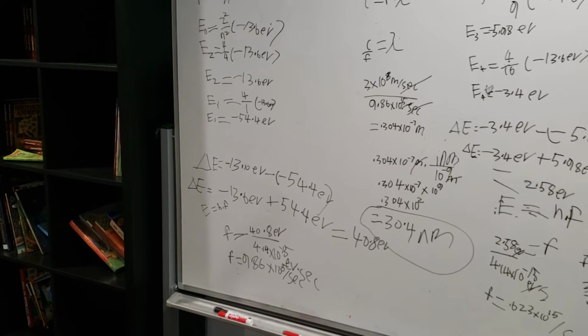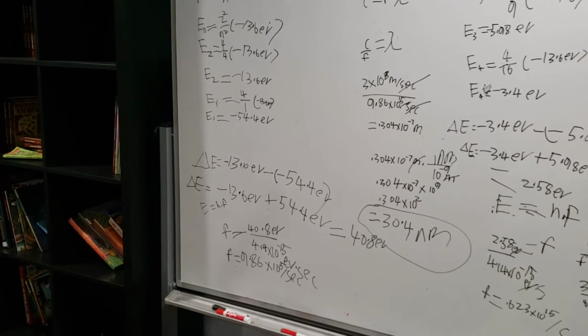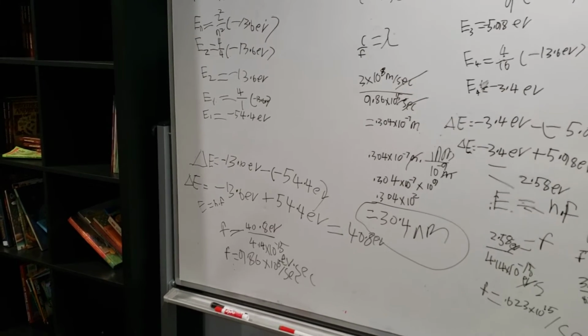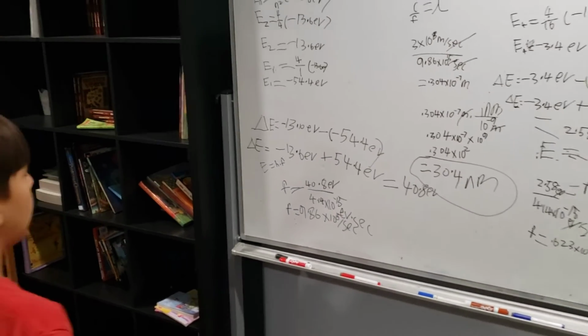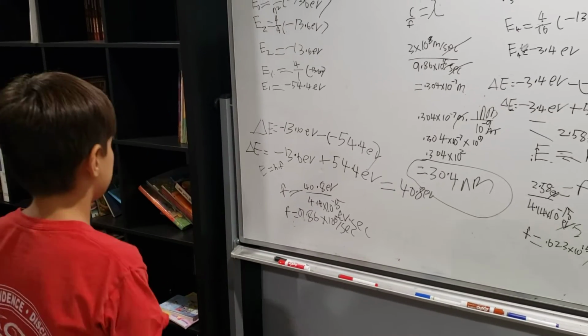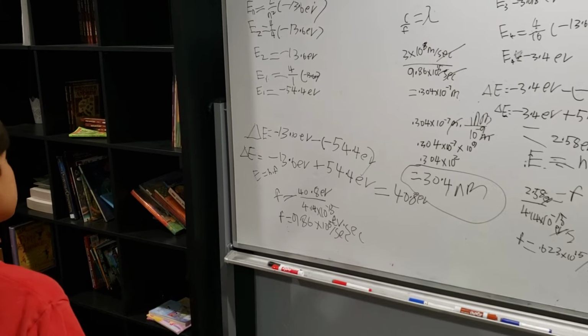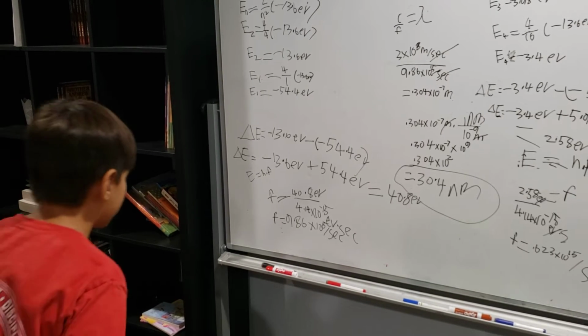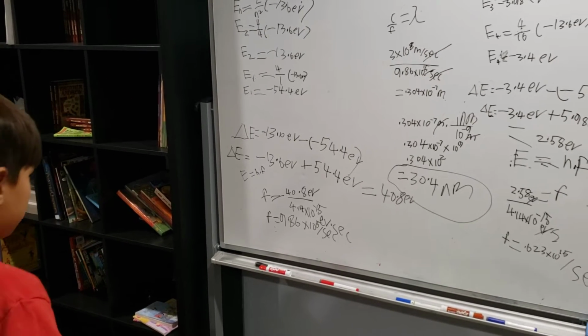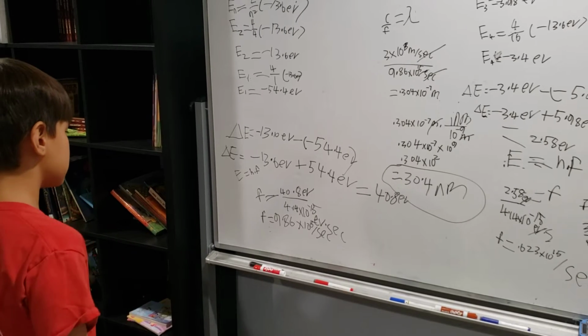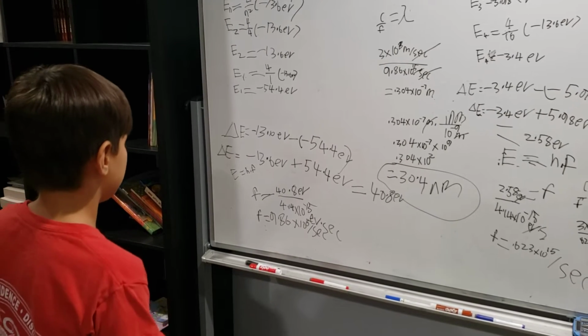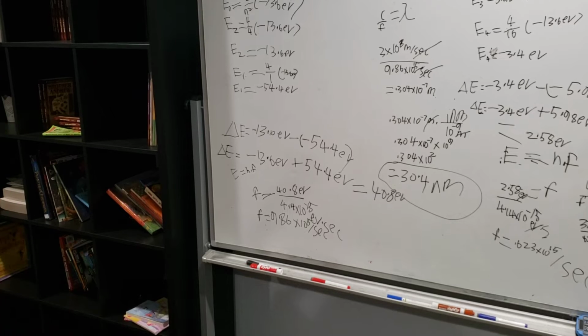So what's next after you find delta E? Well, after that, you need to find frequency. How do you find frequency? Frequency equals energy divided by the Planck constant. Okay, so the frequency is 9.86 times 10 to the 15th.